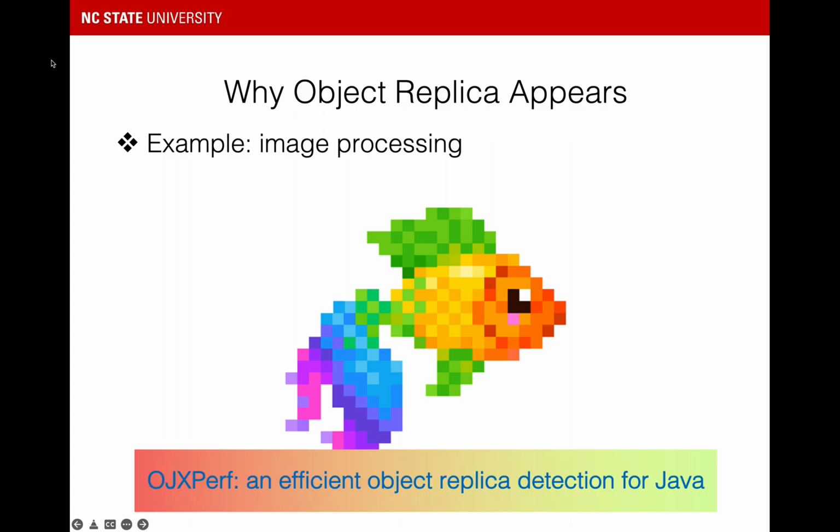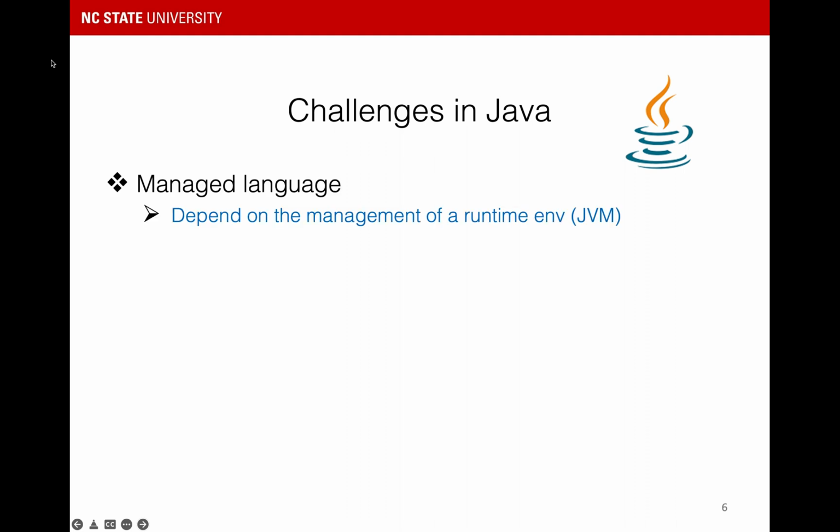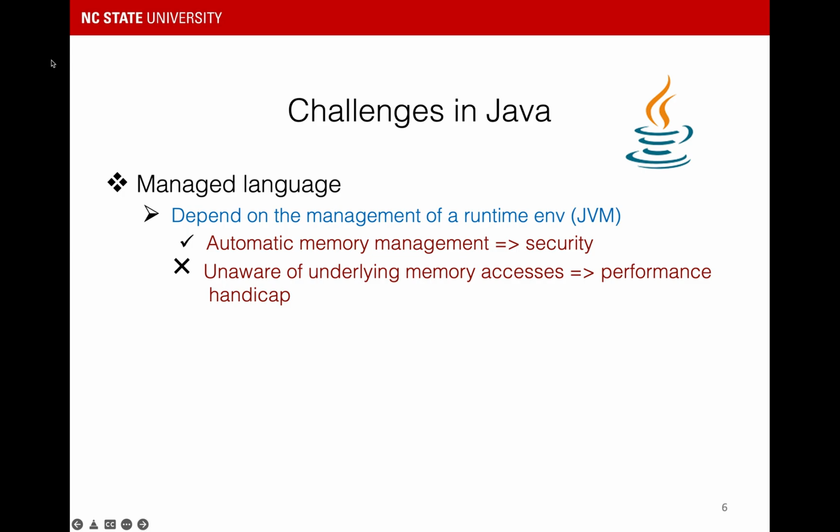In our paper, we propose OJXPerf, which is an efficient object replica detection tool for Java. Like I said, the Java language is one of the most widely used languages in production, but Java also has its own challenges for profiling. It depends on the JVM to allocate and reclaim memory instead of programmers, which improves the security of applications and lightens the programmer's burden. But on the downside, as a developer, being unaware of the underlying memory accesses is a performance handicap.